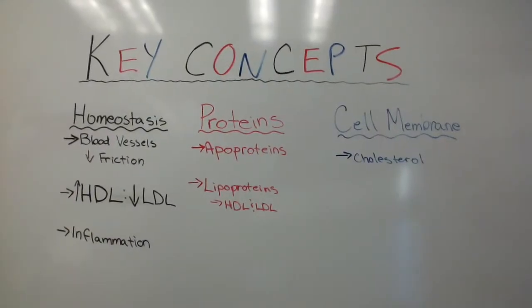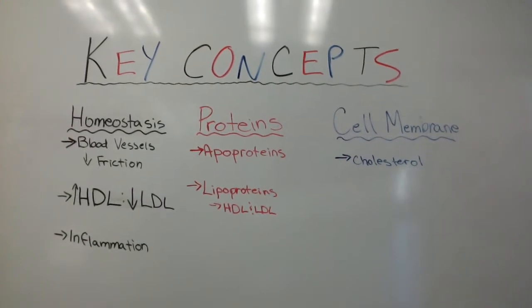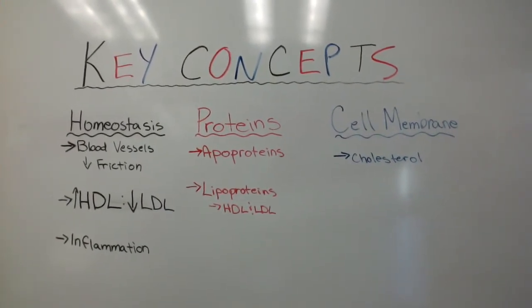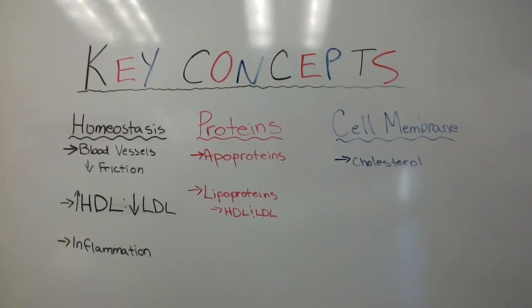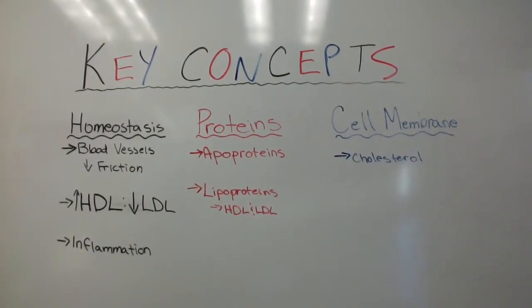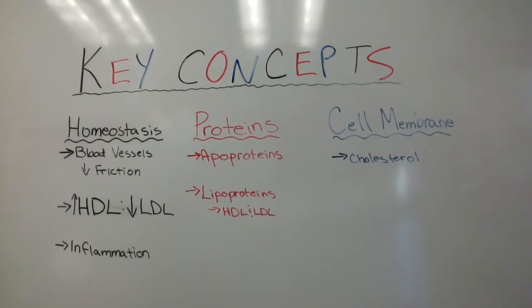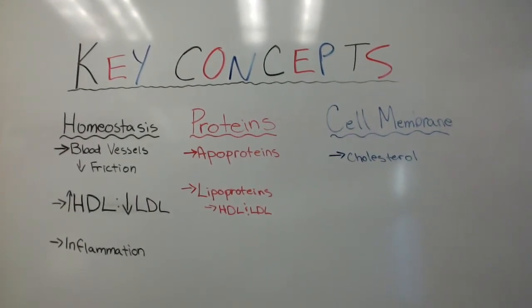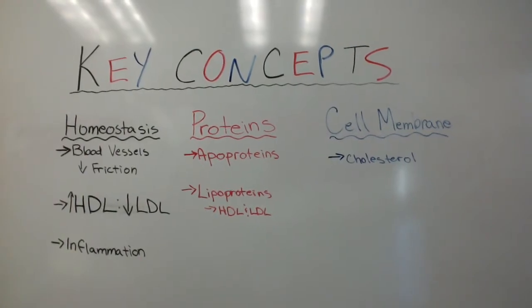Let's review the key concepts. In order to maintain homeostasis, blood vessels need to maintain decreased friction. Two ways they do this is by maintaining the HDL to LDL ratio, where HDL is higher, and they also use inflammation to restore the blood vessels back to homeostasis. Proteins involved are apoproteins and lipoproteins, and the cell membrane is affected by the transportation of cholesterol in the blood to the cell membrane.